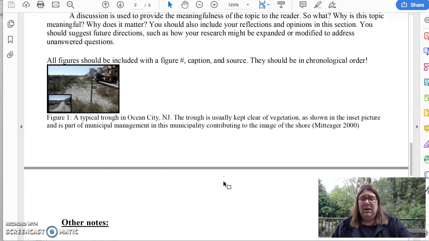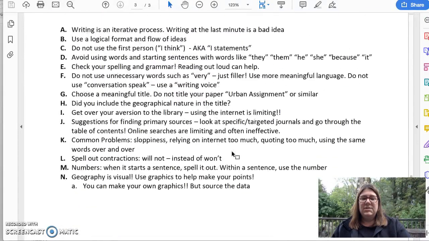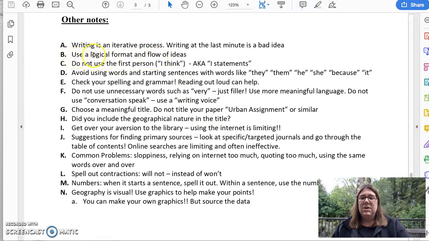Also on this handout, I have a figure shown with the proper label. So let's say this is your figure, it's figure number 1. You would do this in chronological order throughout your paper, figure 1, 2, 3, 4, and so forth. And you would have a caption and a source listed on your figure. You can put your figures within the paper or you can put them at the end if you don't want to deal with the formatting in Word. I don't care, it doesn't matter to me. Okay, and then also in this handout I just have some other notes.